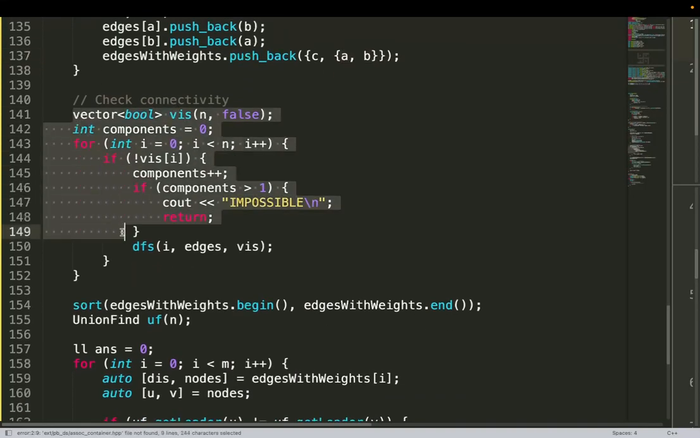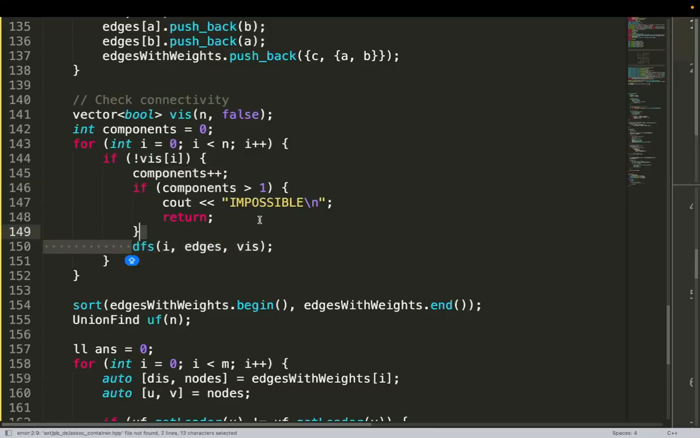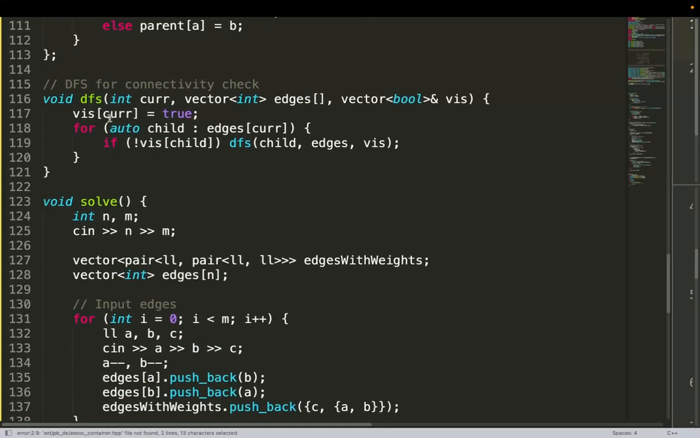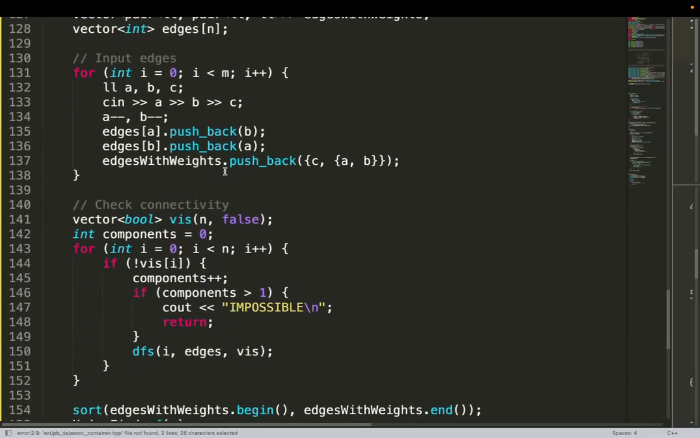Now, the first thing we will see is for impossible: can the answer be impossible? For that, I am just maintaining a visited vector, initializing the components to 0, the total number of components you have, and trying to do a DFS from every node that is not visited. So if the node is not visited, I am increasing the components and doing a DFS. This is a simple DFS where I am marking the node as visited and going over all the children, and if the child is not visited, doing a DFS from that child. This is a simple DFS that I am doing.